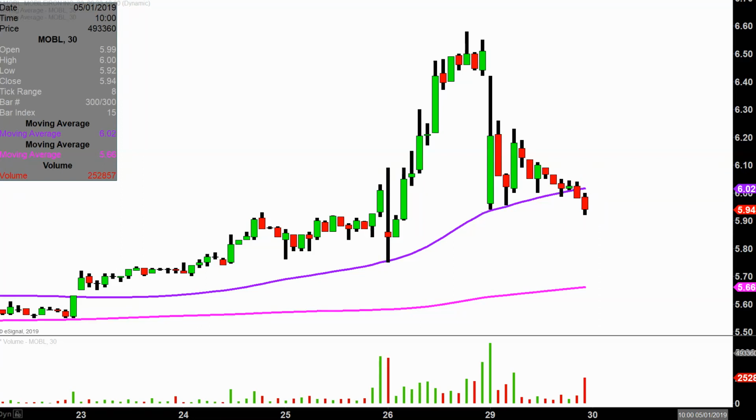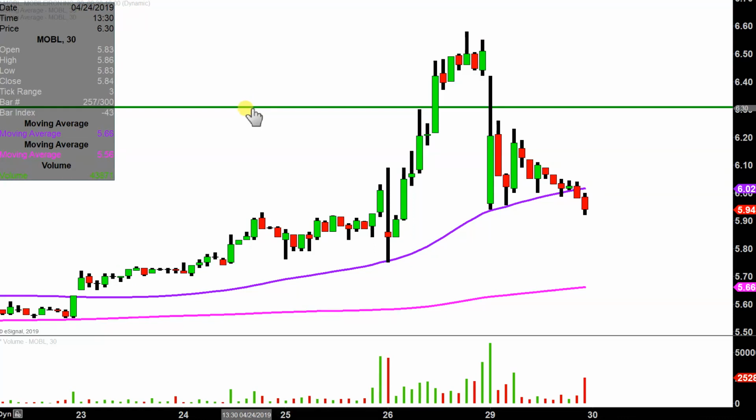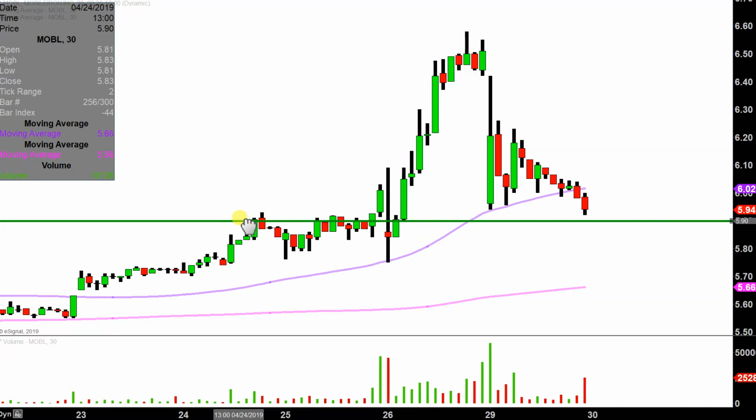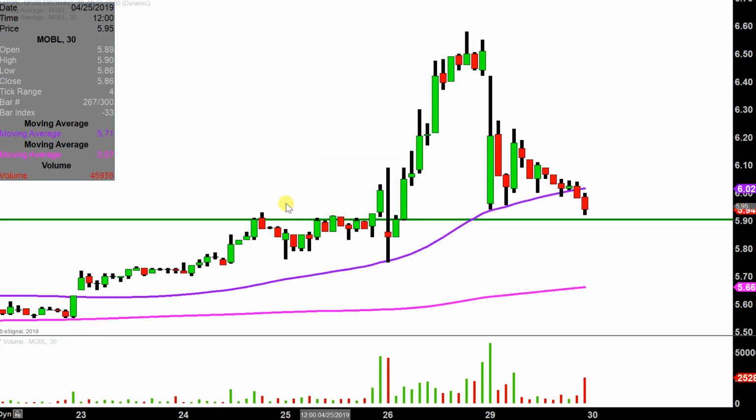Now, on the flip side of things, where are some of these next levels of support? Because obviously right now there's a lot of bearish momentum that occurred. So the next key level of support to keep an eye on is going to be right here around $5.90. And that was this former breakout point.